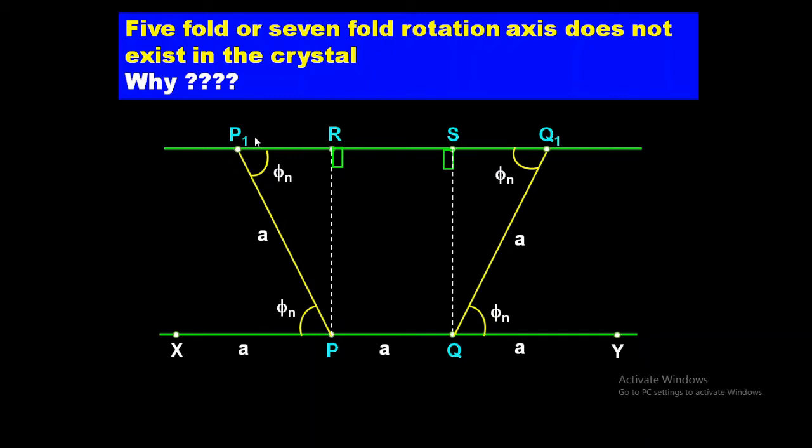So cos phi n is P1R divided by A. So P1R is A cos phi n. Very simple, we have used geometry and trigonometry.